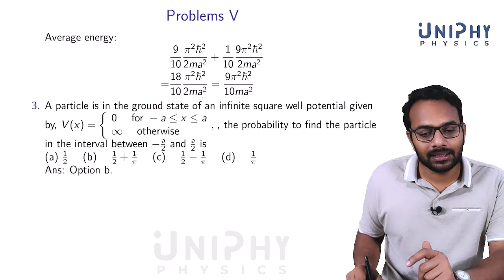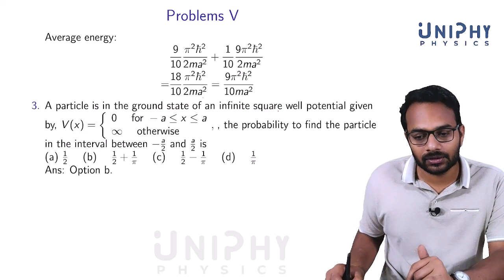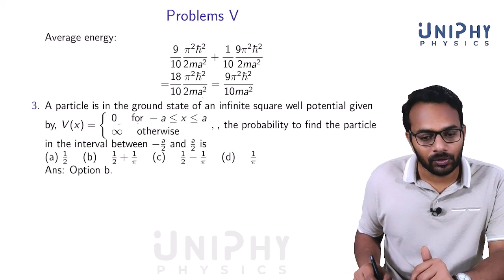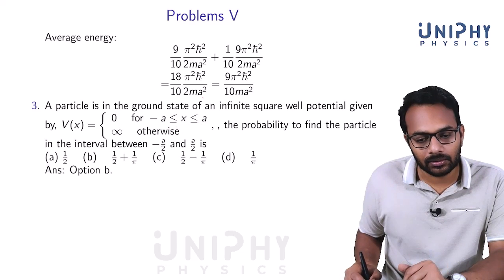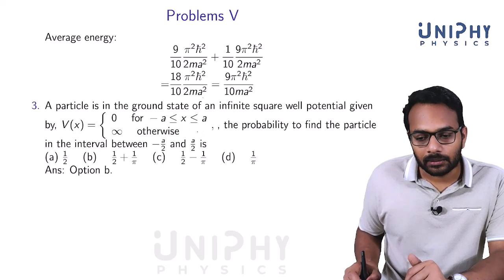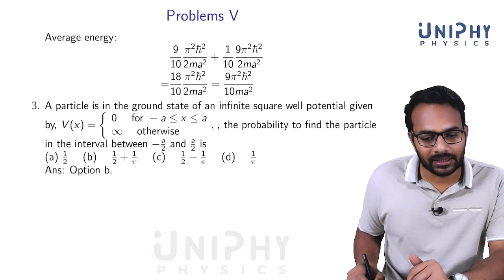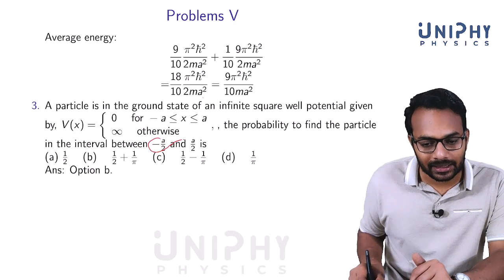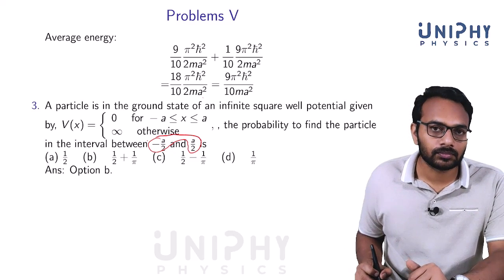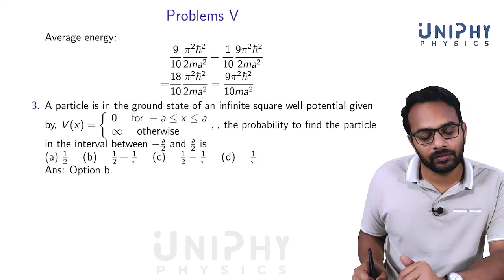A particle is in the ground state of an infinite square well potential given by V of x equal to 0 for minus a less than or equal to x less than or equal to a, and infinity otherwise. The probability to find the particle in the interval between minus a by 2 and a by 2 is, what's the probability of finding the particle between this?